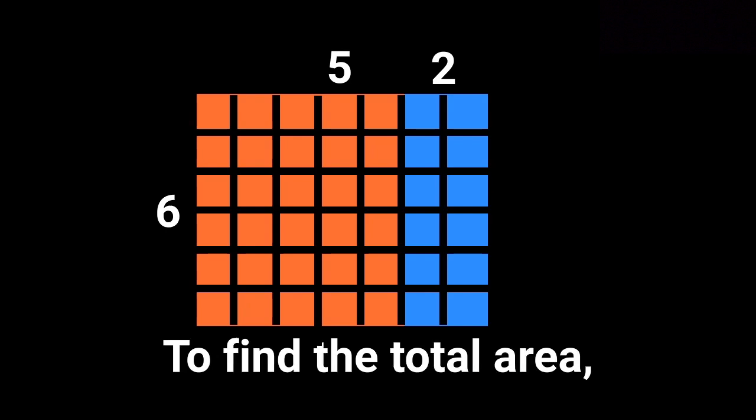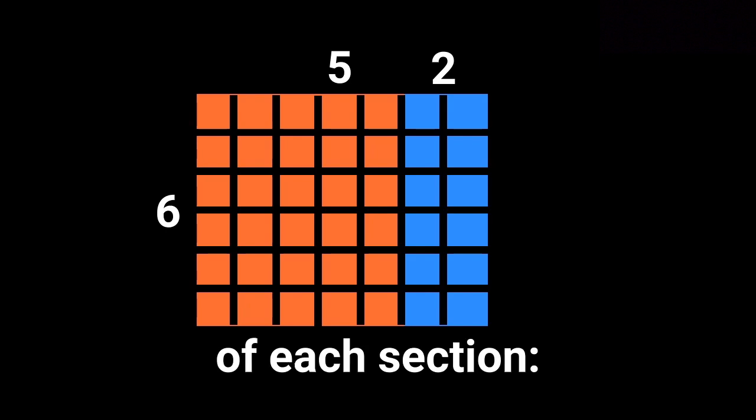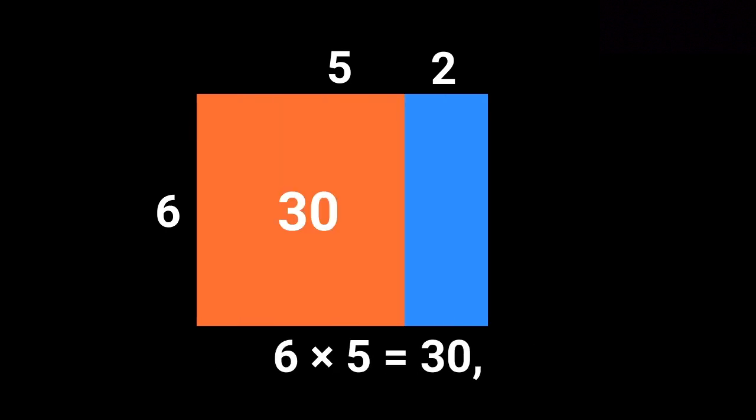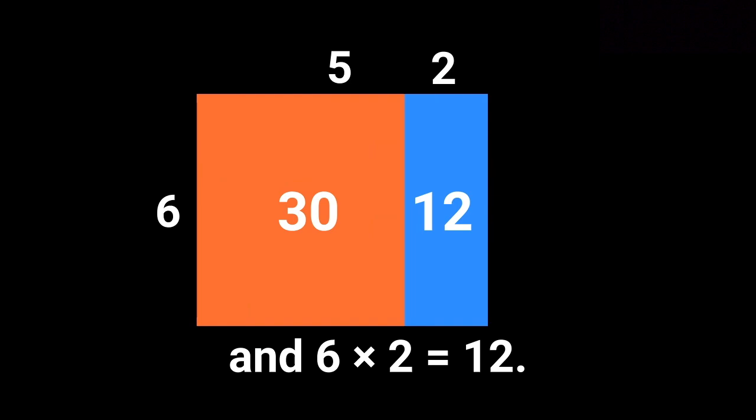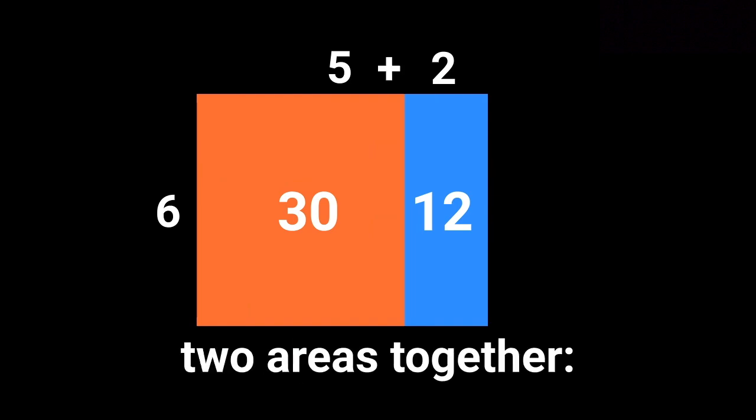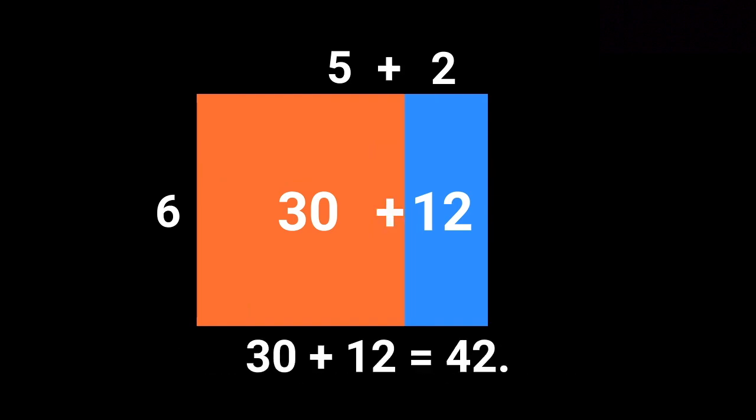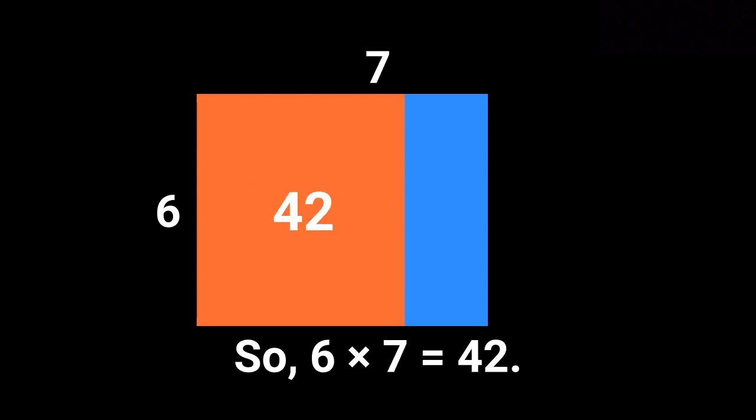To find the total area, you first find the area of each section. 6 times 5 equals 30 and 6 times 2 equals 12. When you add these two areas together, 30 plus 12 equals 42. So 6 times 7 equals 42.